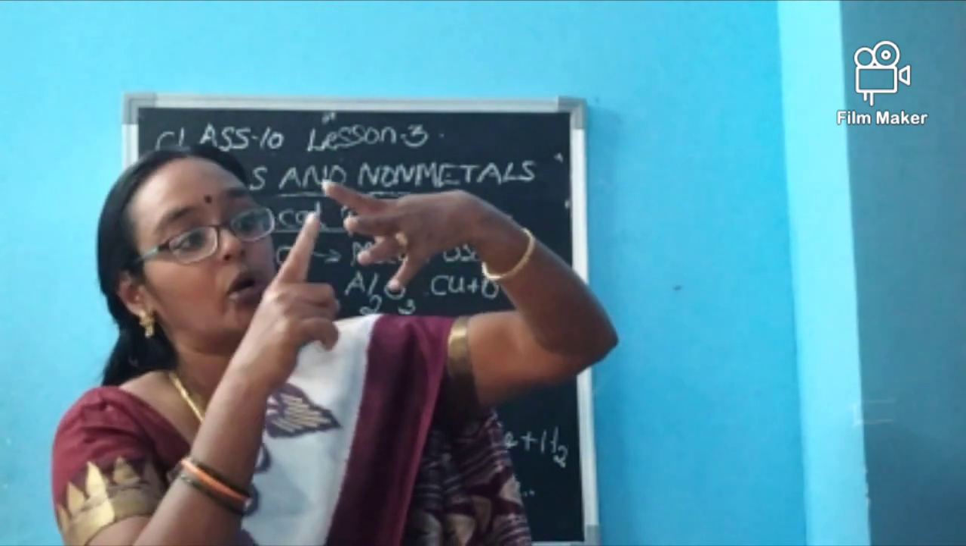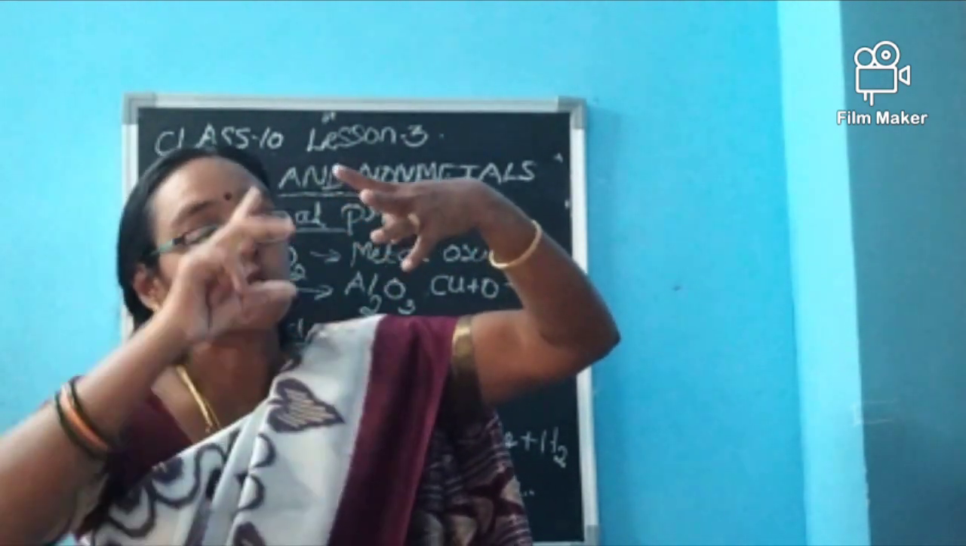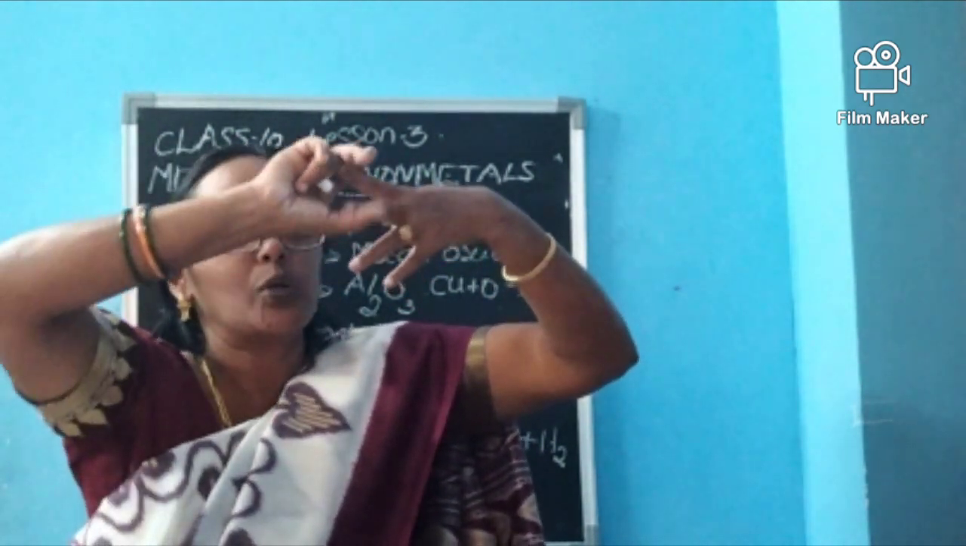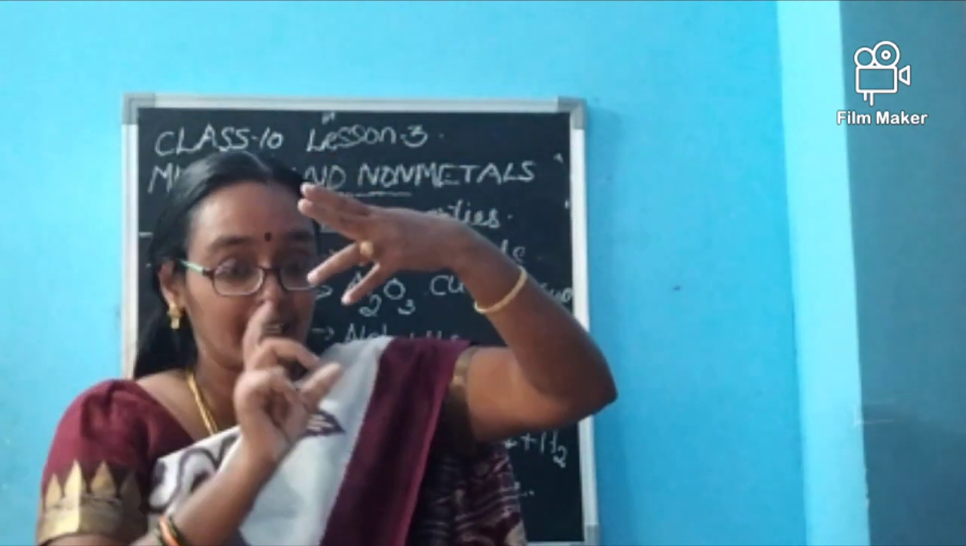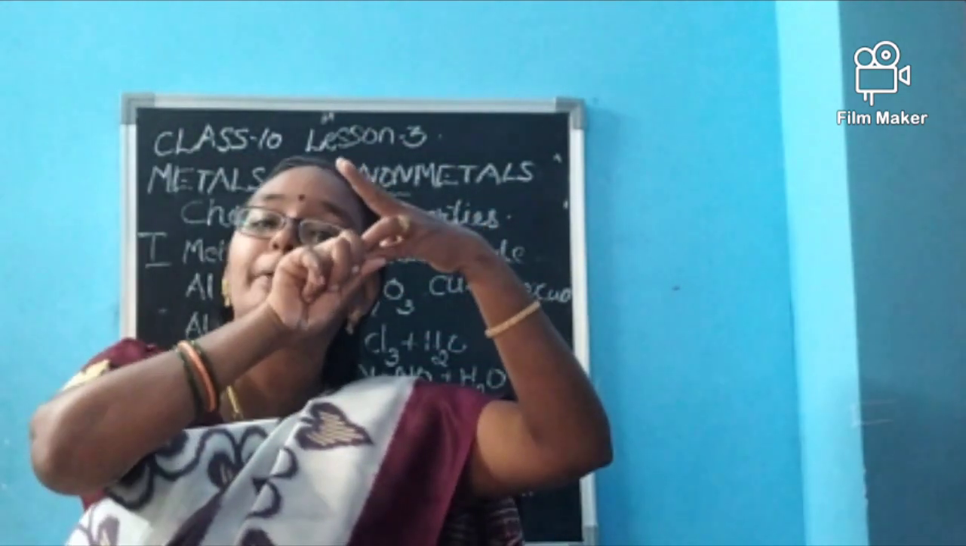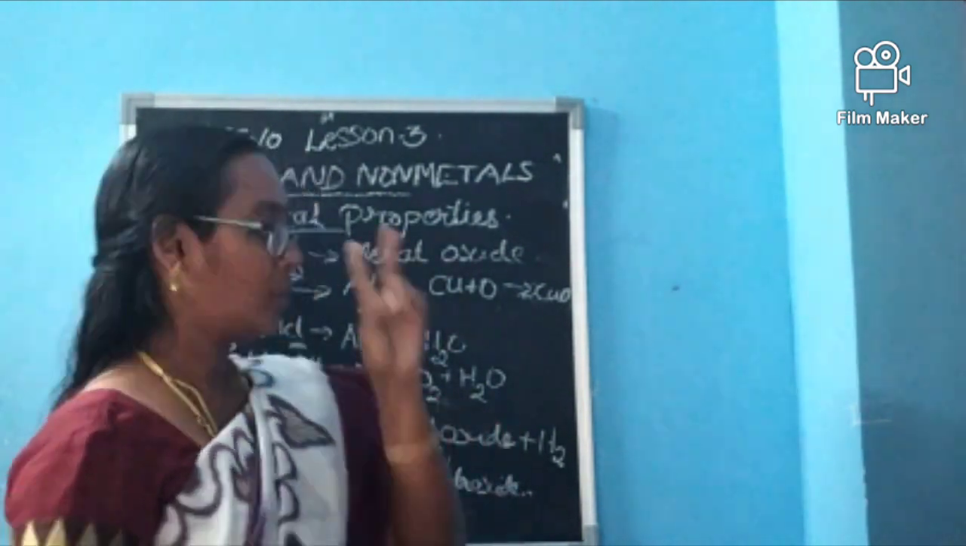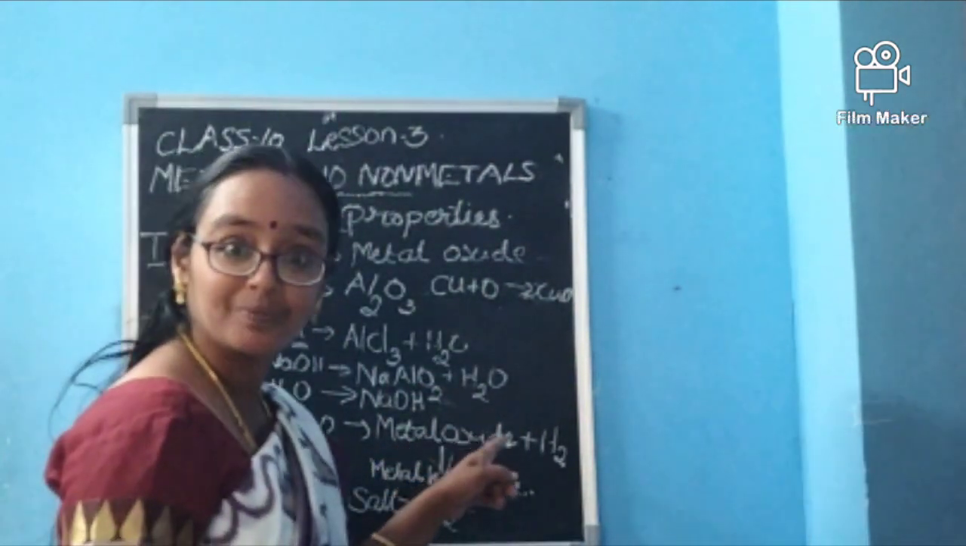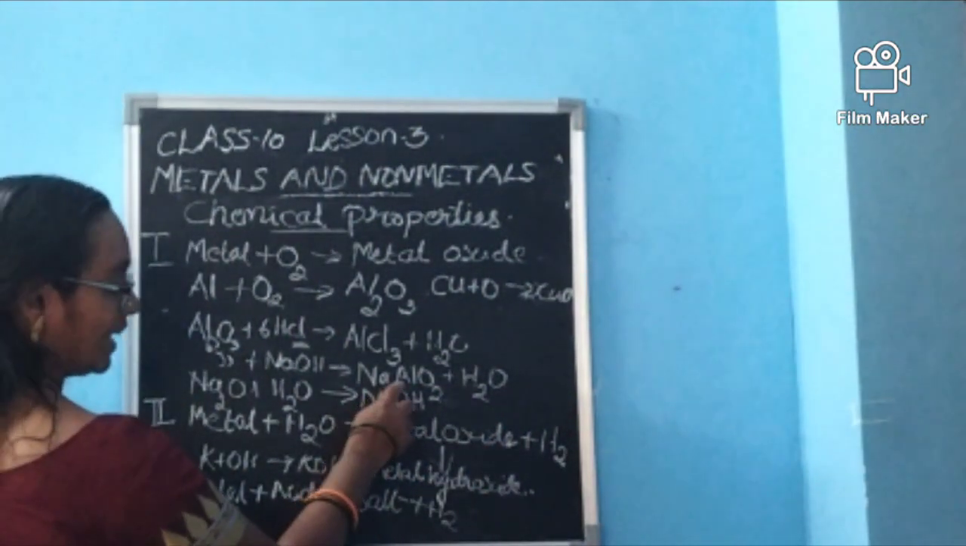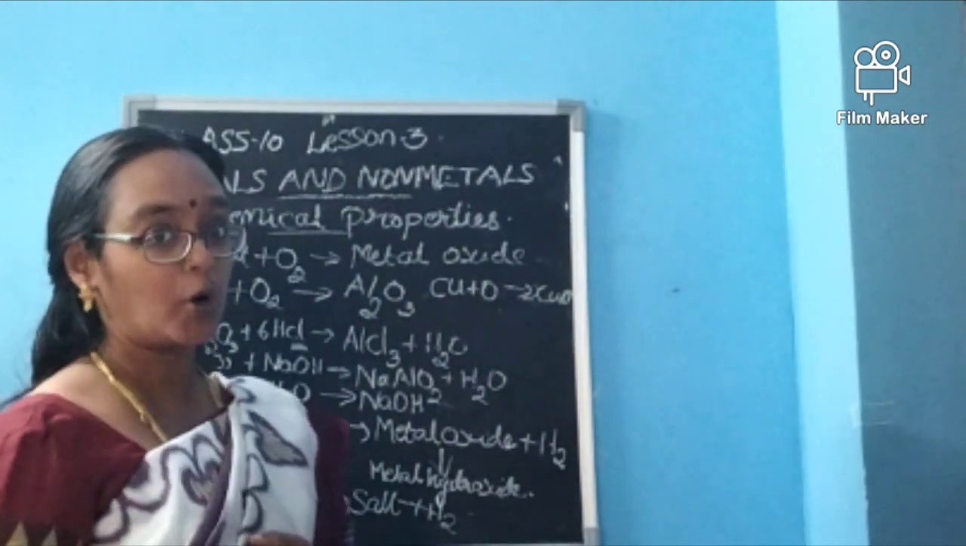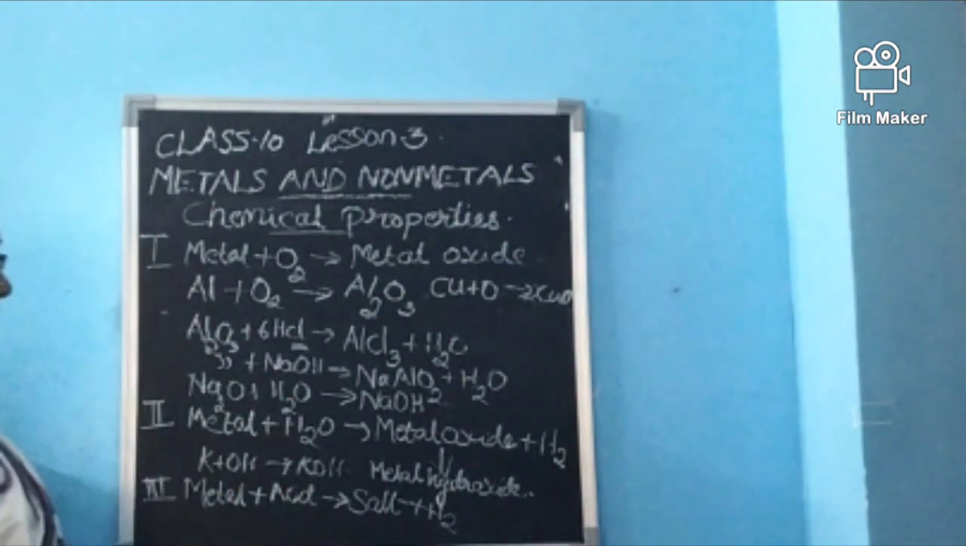Sodium is giving 1 electron, aluminium giving 3 electrons. So when one oxygen comes, 2 electrons will be bonded. When another oxygen comes, the other 2 electrons will be bonded. So how many oxygens are needed? 2. Now is it clear for you? So NaAlO2 plus H2O, in this form the reaction will be.